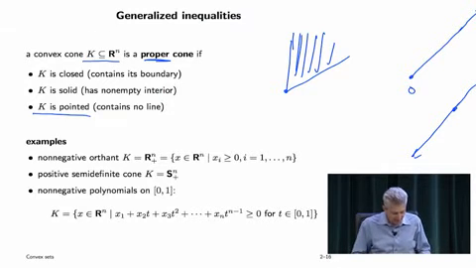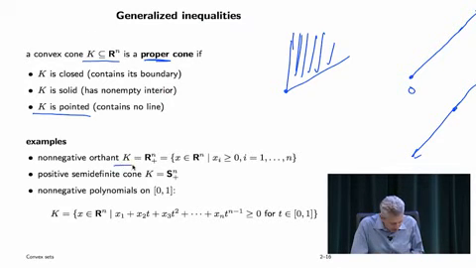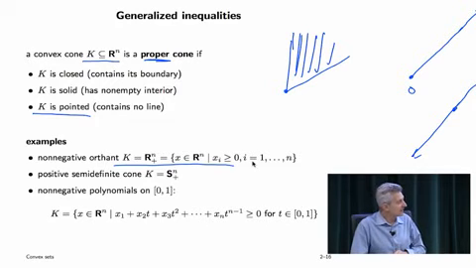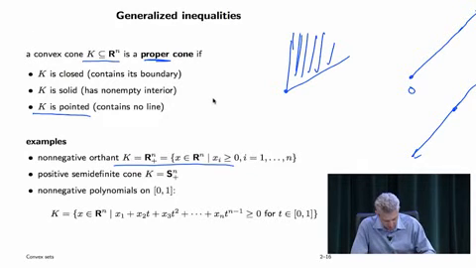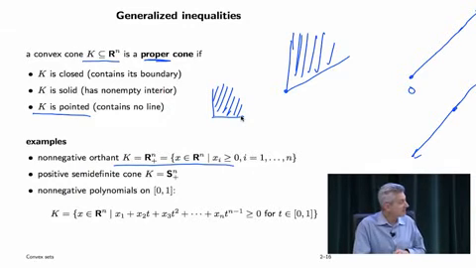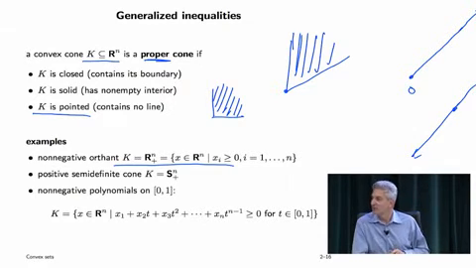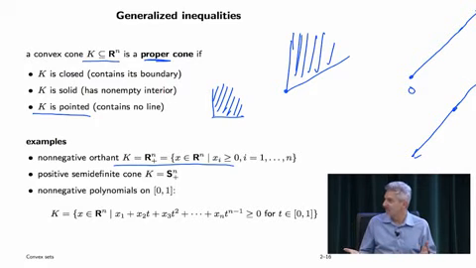Okay, so here's some examples. Non-negative orthant, denoted R plus to the n. You know, it's this set in R2. Positive semi-definite cone, that's proper. Of course, it's pointed. Non-negative polynomials. So there you go. The set of coefficients of polynomials that are non-negative on some interval. That's a proper cone. Okay? It's a bit of an obscure one, but it is one. Okay? So these are proper cones.